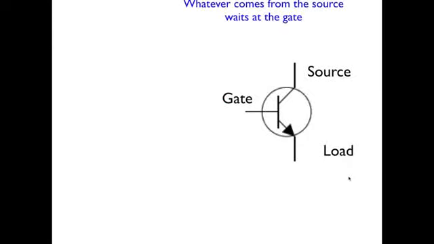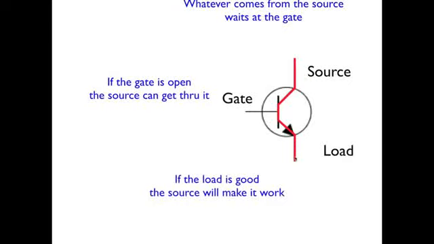Now here's some simple logic as we think about this. Whatever comes from the source waits at the gate. So if we have battery voltage, it waits at the gate. Can't make it any farther than that. If the gate is open, the source can then get through it and make it all the way down to the load. And if the load is good, the source will then make it work. And the motor can run.